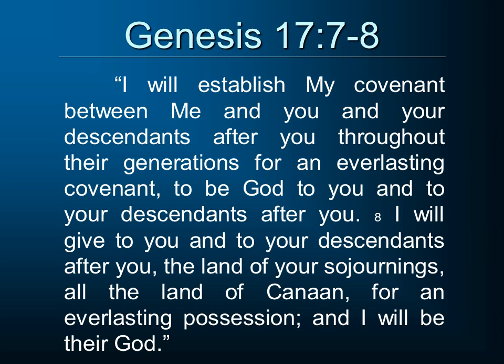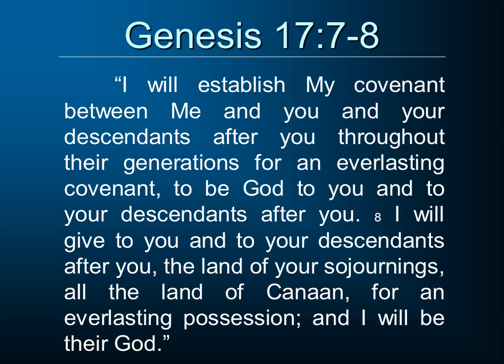I will establish my covenant between me and you, and your descendants after you throughout their generations. So something's going to start with Abraham that's going to continue to successive generations for an everlasting covenant. It's not going to end. To be God to you and to your descendants after you. That's the part of the covenant. I'm going to be your God, and I'm going to be the God of all your descendants.